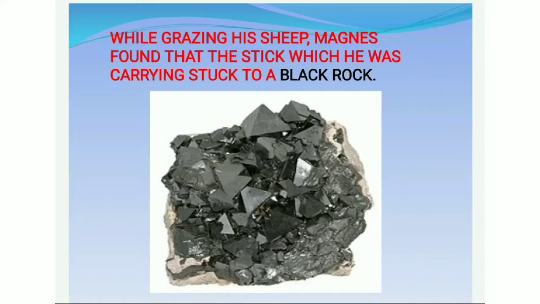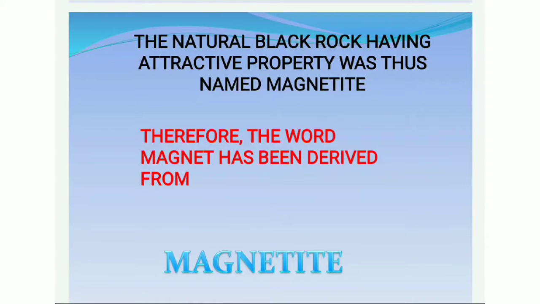It looked like this, right? While grazing his sheep, Magnus found that the stick he was carrying stuck to a black rock, which we later call magnetite. So the natural black rock having an attractive property was named magnetite. Therefore the word magnet has been derived from magnetite.